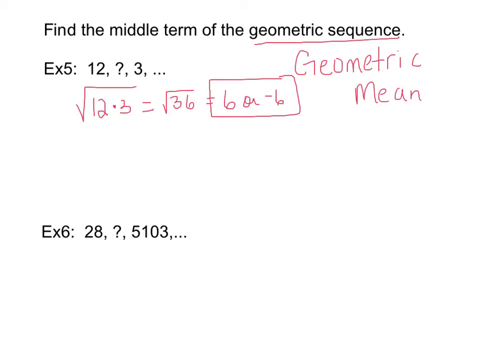Alright, so if we do the second example, example 6, we're going to multiply them together. So 28 times 5,103, and then we're going to take the square root of that. I'm going to use my calculator, and that comes out to be 378, or negative 378.